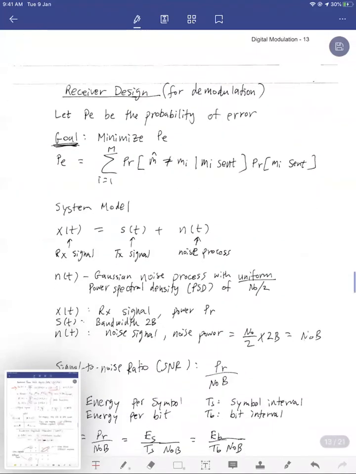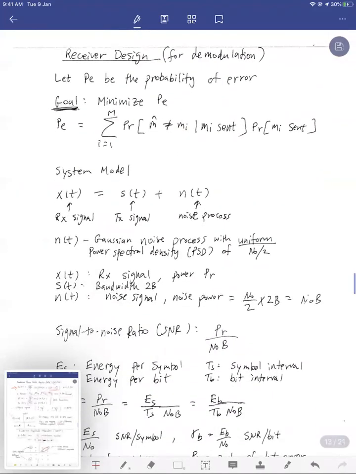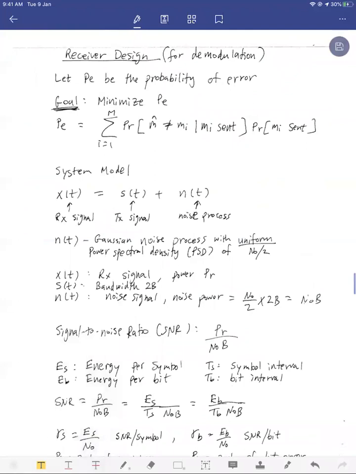Okay, so let's talk about receiver design for the digital demodulation schemes. To be able to talk about demodulation, we need a performance metric. The performance metric we're going to use is probability of error. My notation for probability of error will be PE, and the goal will be to minimize PE. That seems like a good goal, right?